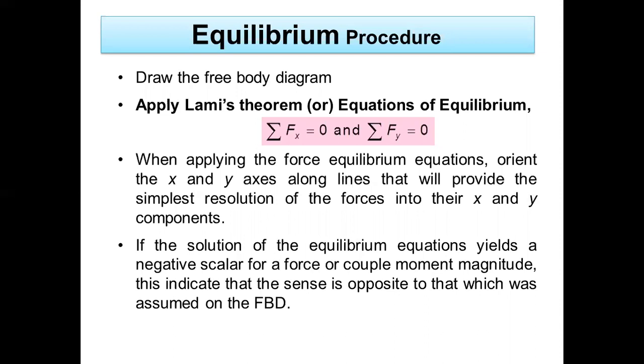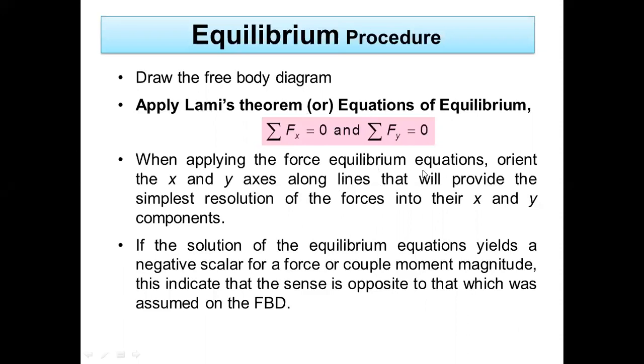So what is the basic procedure to solve the equilibrium problem? First thing, we have to draw the free body diagram. Second thing, check for Lami's theorem, whether the three forces are acting at a point or not. If not, then use the equations of equilibrium for a coplanar concurrent force system, that is summation of Fx equal to 0, Fy equal to 0. If it is a non-concurrent coplanar system, along with Fx and Fy, there will be summation of moment equal to 0.